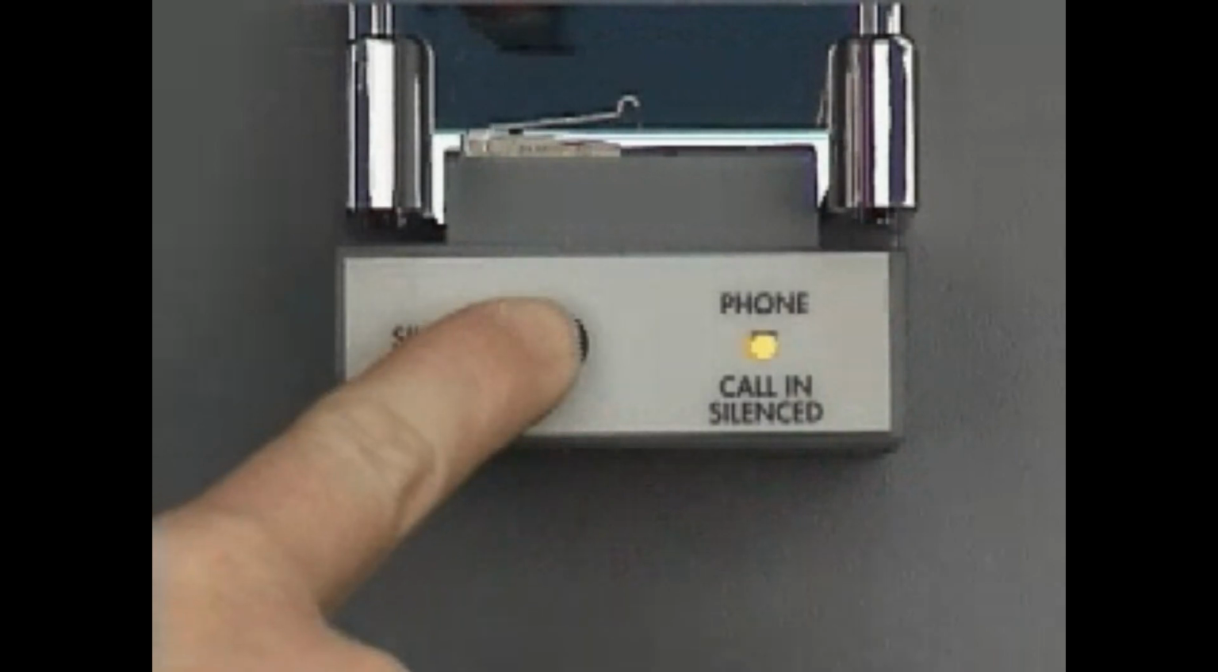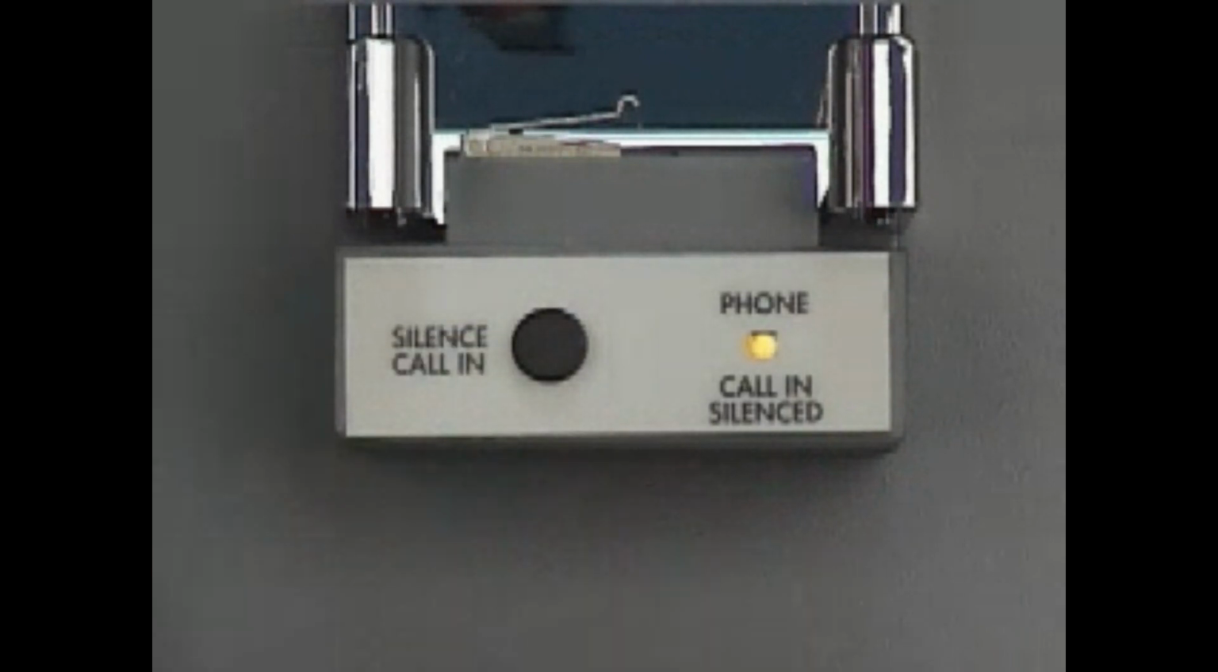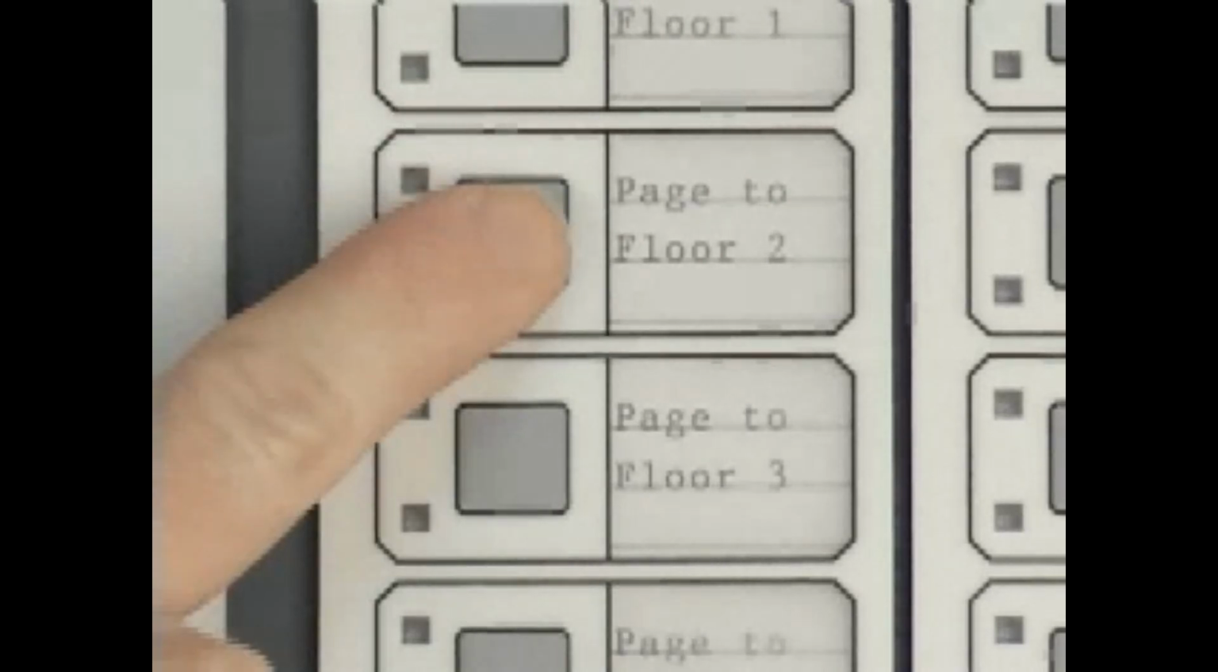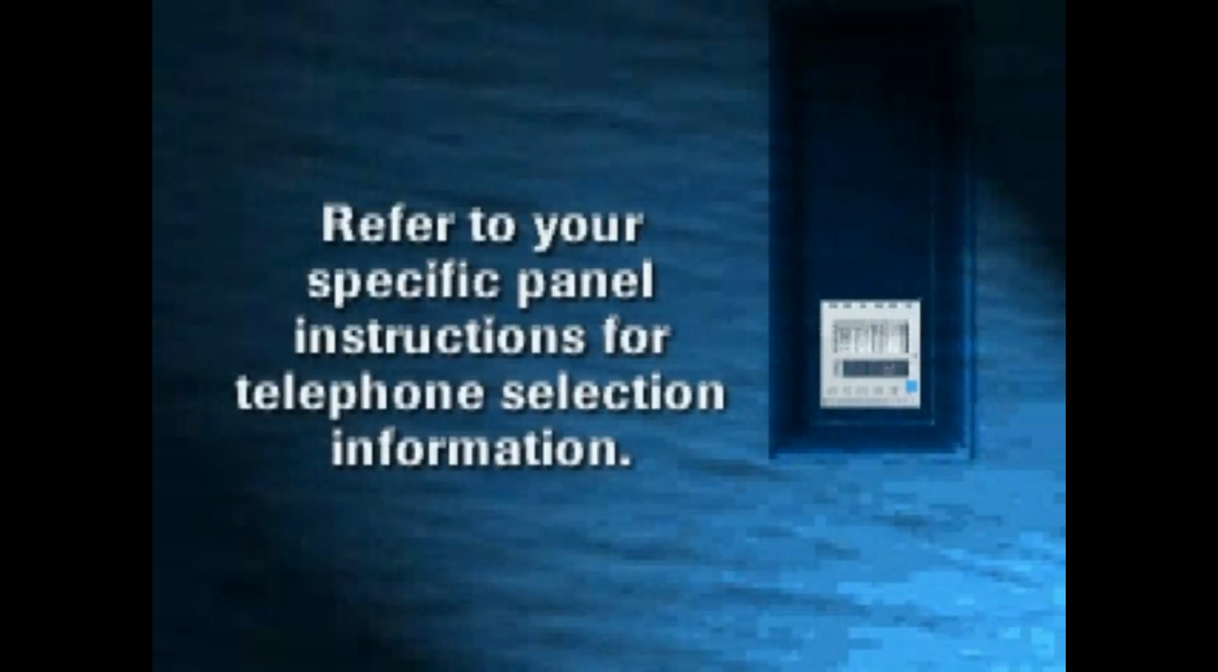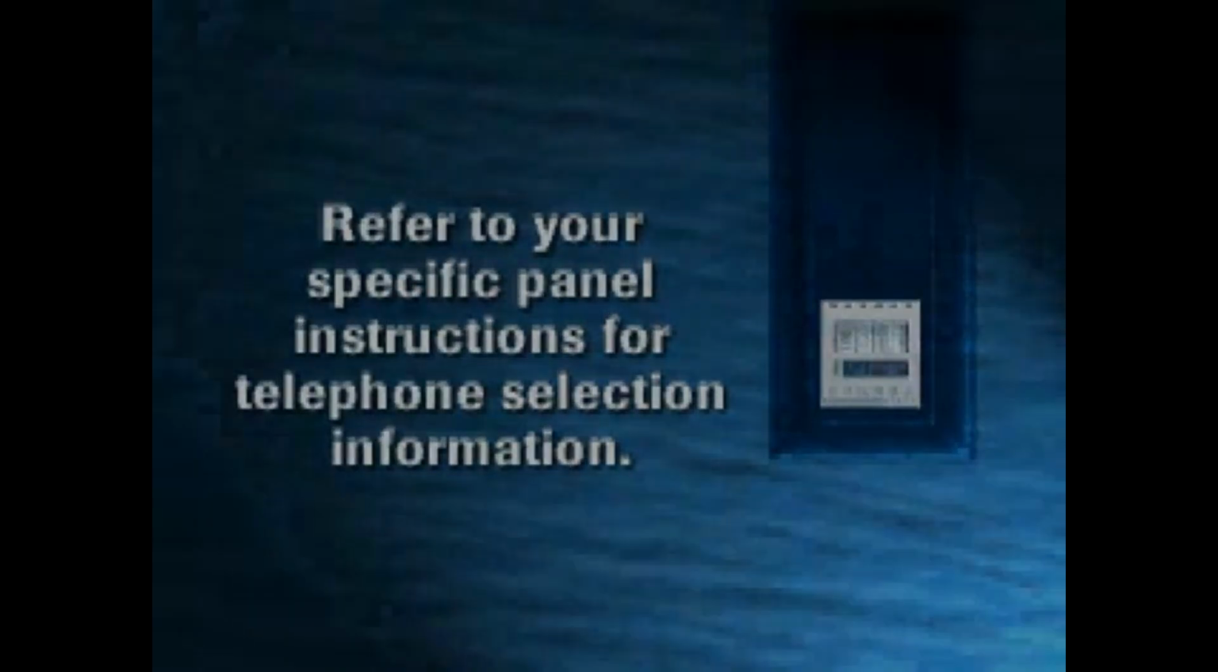Remove the handset and press the Silence Call-In switch, which will cause the call-in silence LED to illuminate. Then you should press the Telephone Circuit Select switch, indicated by the call-in LED, to connect the incoming call. Refer to your specific panel instructions for telephone selection information.